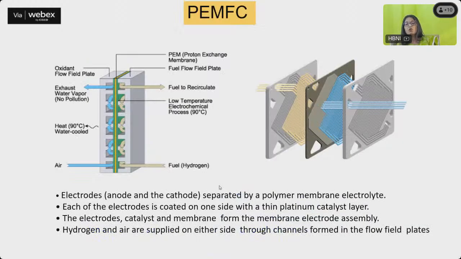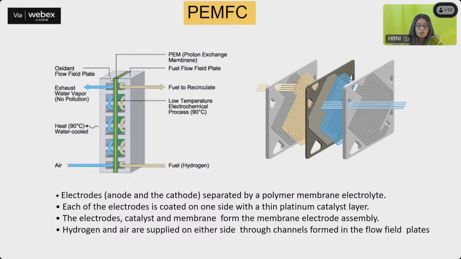So if you look into a proton exchange membrane fuel cell, you see the electrodes, that is the anode and the cathode, separated by a polymer membrane electrolyte. This is that yellow thing which you see over here. This is the PEM, or the proton exchange membrane. Each of the electrodes is coated on one side with a thin platinum catalyst layer. So you have this catalyst which is coated on one side of the electrodes. The electrodes, catalysts and membrane form the MEA, or the membrane electrode assembly. Hydrogen and oxygen are supplied on either side through channels formed in the flow field plate.